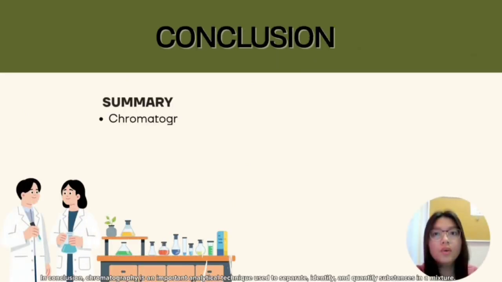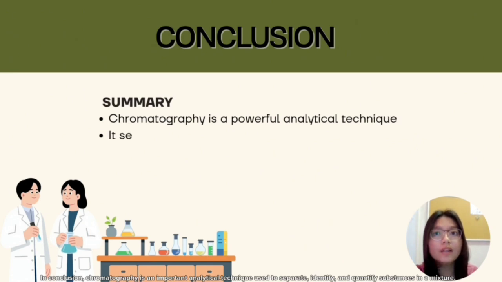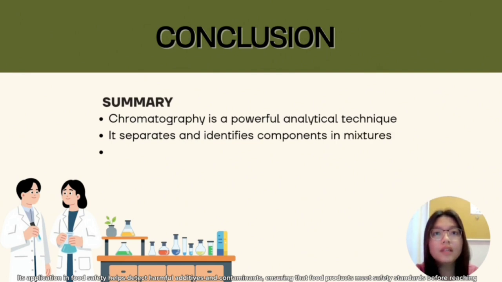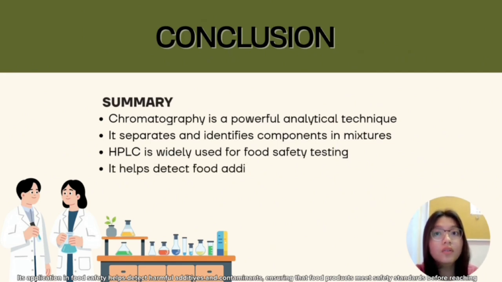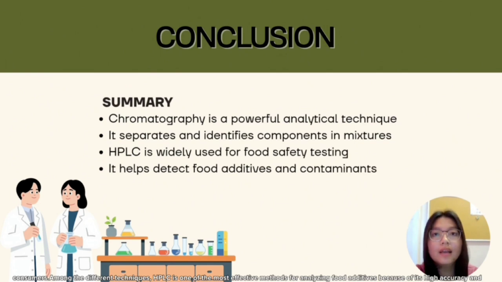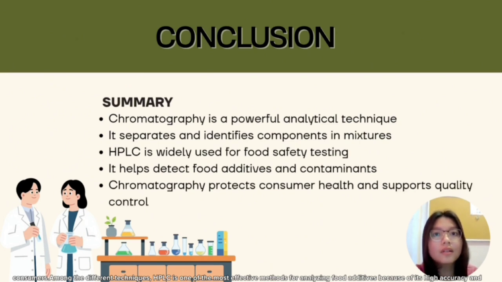In conclusion, chromatography is an important analytical technique used to separate, identify, and quantify substances in a mixture. Its application in food safety helps detect harmful additives and contaminants, ensuring that food products meet safety standards before reaching the consumer. Among the different techniques, HPLC is one of the most effective methods for analyzing food additives because of its high accuracy and sensitivity. Therefore, chromatography plays a vital role in protecting public health and maintaining food quality.